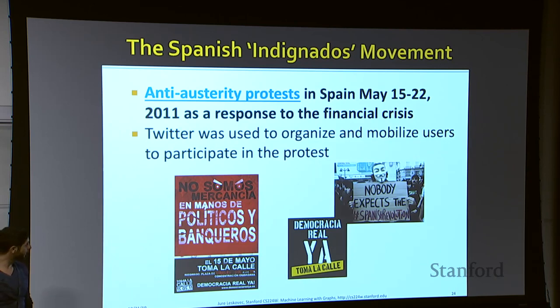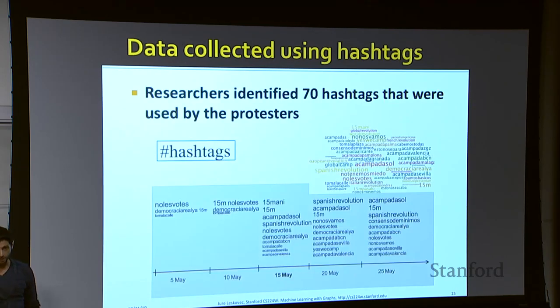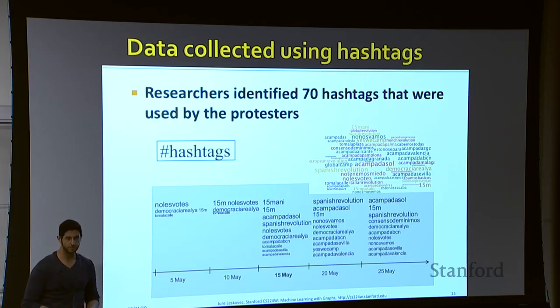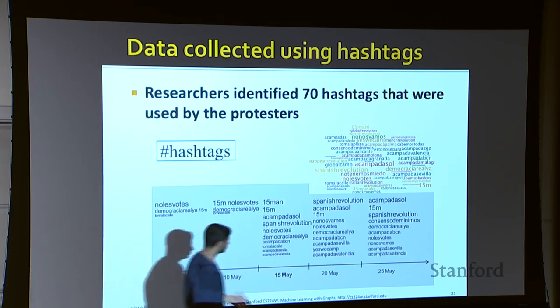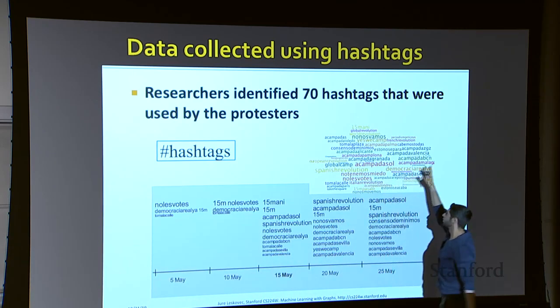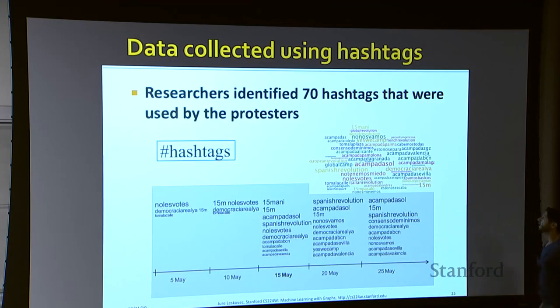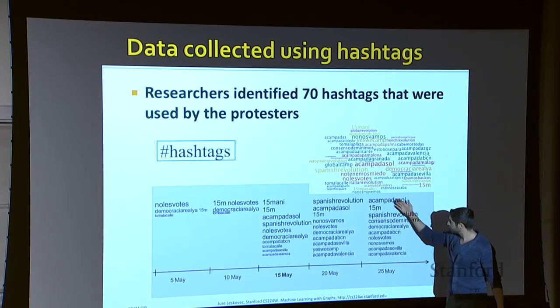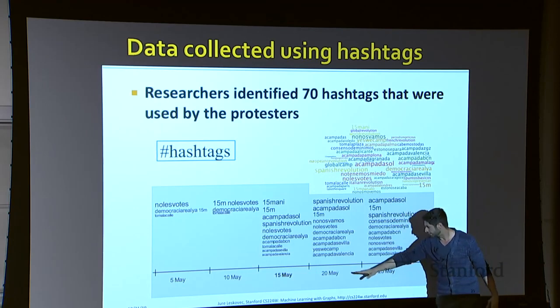So how did they organize this, and how did the authors design their study? What they did is they manually selected 70 hashtags that were used by the protesters. They went through a lot of tweets, and clearly the authors were able to speak Spanish. I know there's also Italian Revolution and a lot of other Spanish words in there, and they selected the key hashtags also over this timeline.